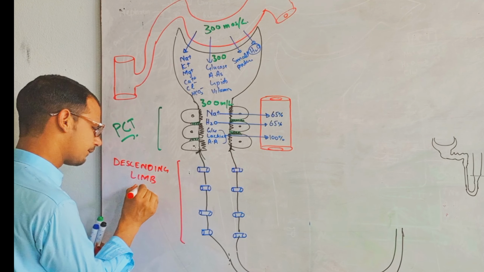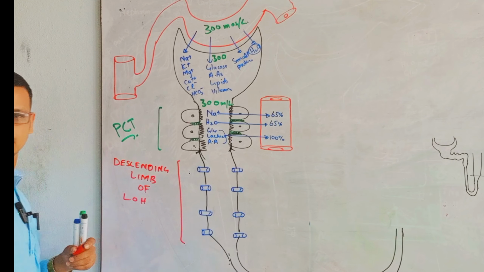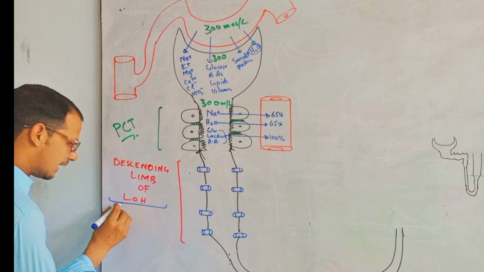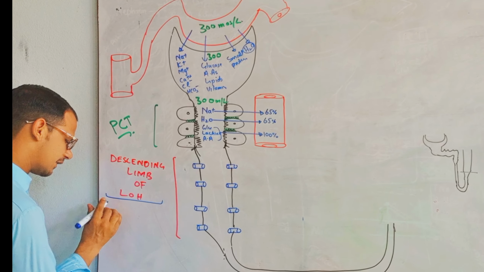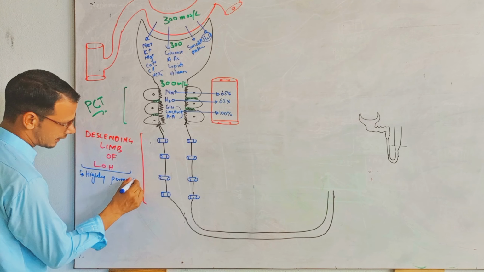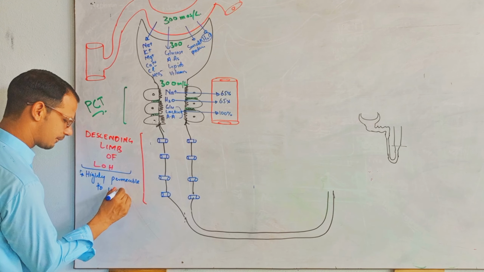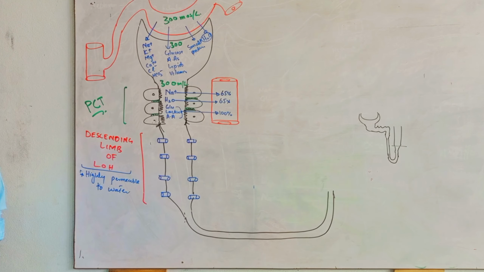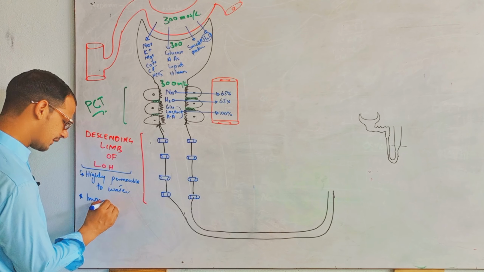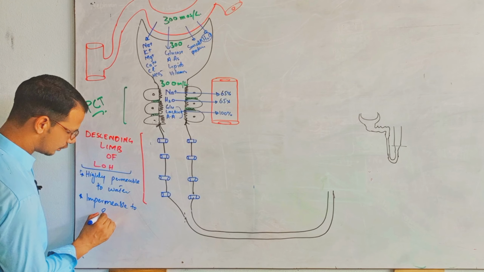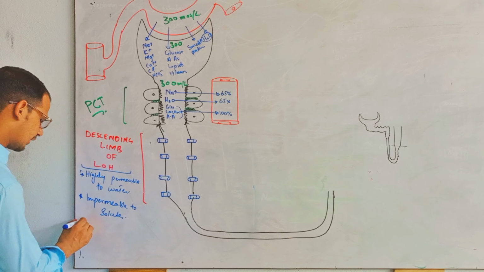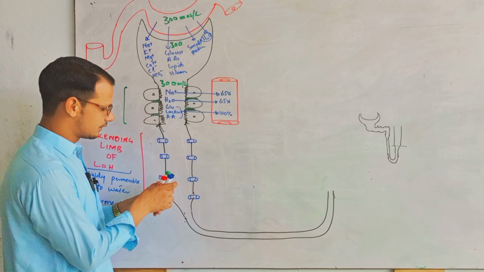limb of the loop of Henle, right? And what are the characteristics of this part? This tube is highly permeable to water, and it is impermeable to solutes. Right, impermeable to solutes. What will be the osmolarity? We are discussing it.